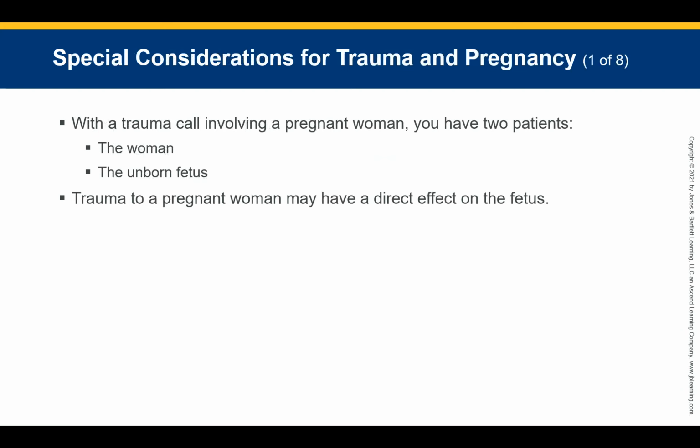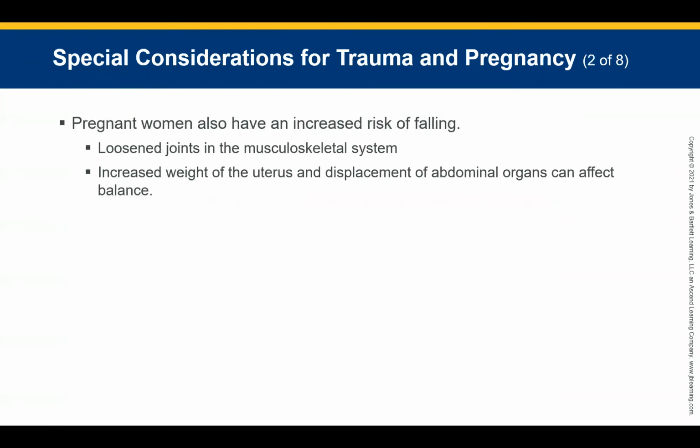So, some special considerations for trauma and pregnancies. With a trauma call involving a pregnant woman, you have two patients to consider: the woman and the unborn fetus. Pregnant women also have an increased risk of falling compared with non-pregnant women. Hormonal changes loosen the joints in the musculoskeletal system. The increased weight of the uterus and displacement of the abdominal organs can affect the woman's balance, because their belly is pulling them in a direction versus what they're used to.